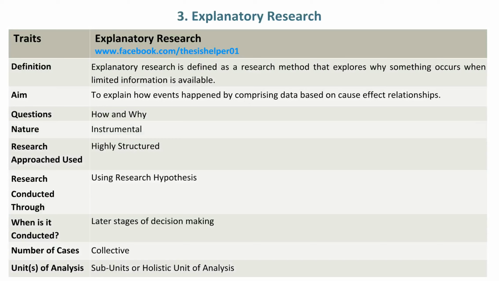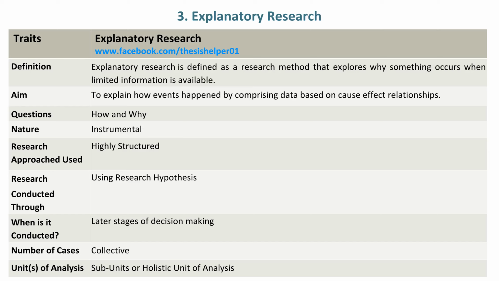Number 3 type of research is explanatory research. Explanatory research is defined as a research method that explores why something occurs when limited information is available. The aim of explanatory research is to explain how events happened by comprising data based on cause-effect relationships. Questions of explanatory research start with how and why.